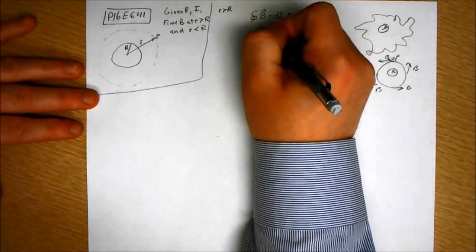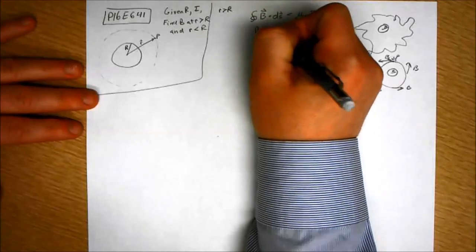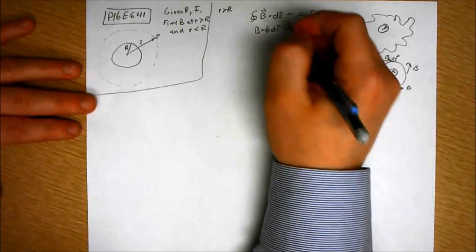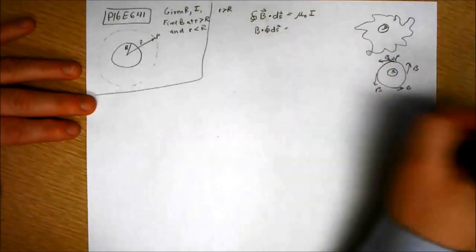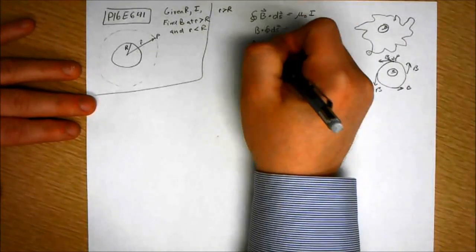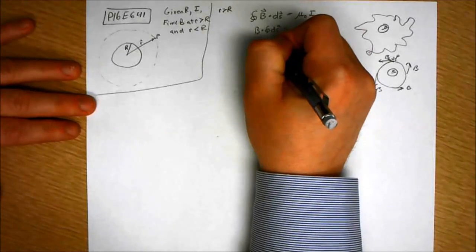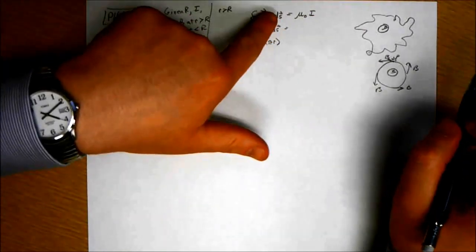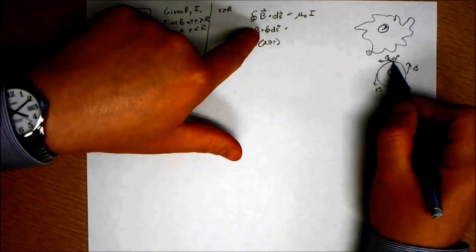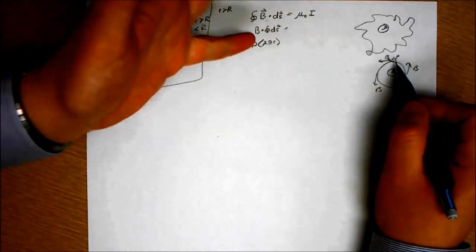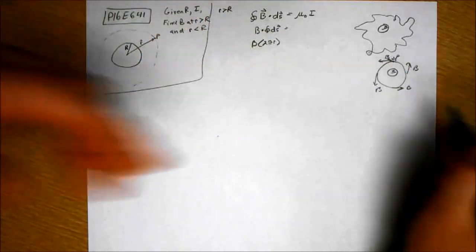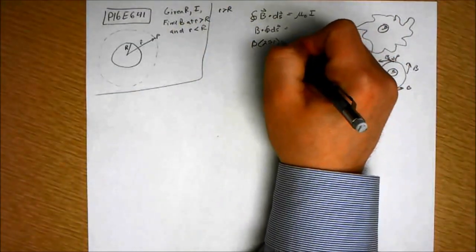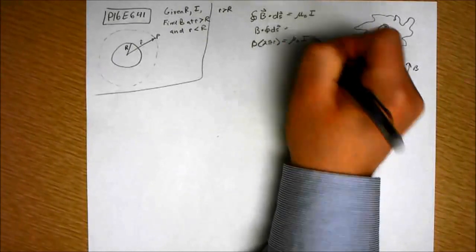So that means since B is constant all along the closed loop, we can pull B out of the integral. And we also know if we integrate around that closed loop, we just get 2 pi r. Because remember, we're not talking about the area here. It's not dA, it's ds. We're integrating the path along this circular route. So that is the circumference of the circle, and that just equals mu naught I.